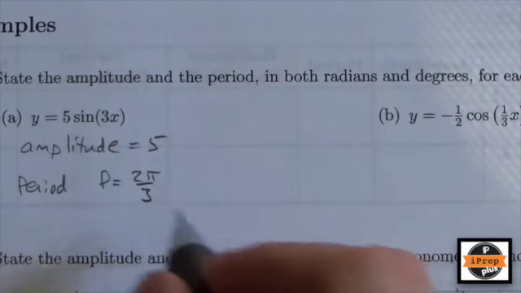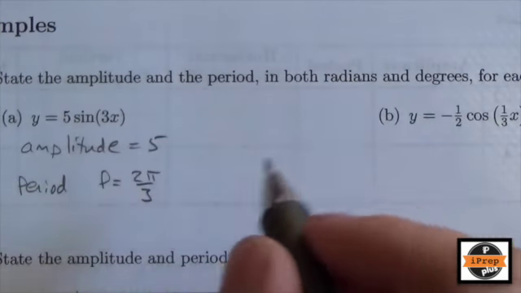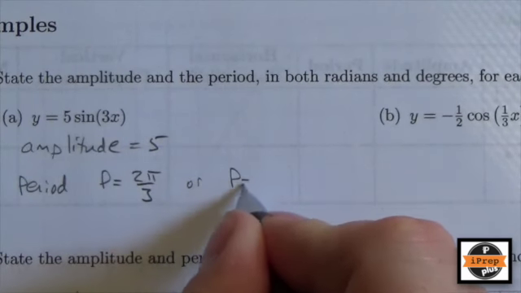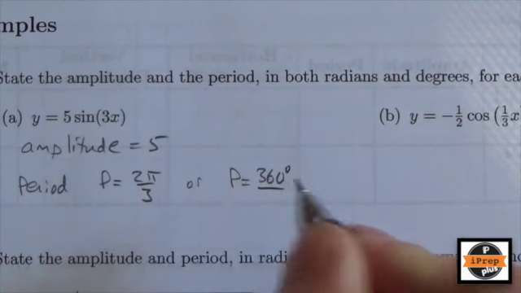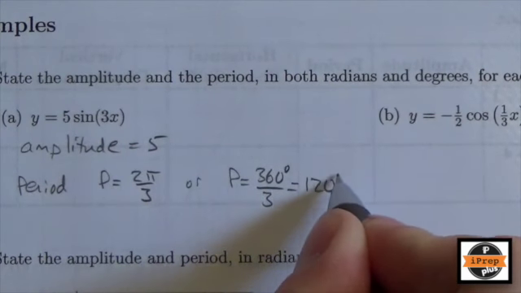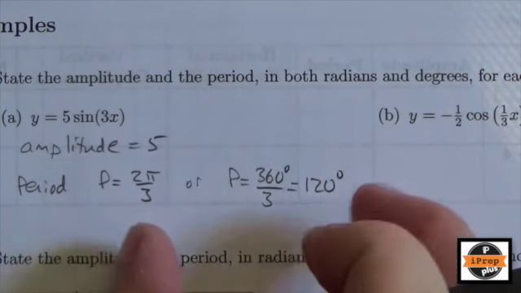Now what we've got to do is convert that into degrees, or actually what we could do is just think about it as if it was in degrees. Or we could think of it like this. The period would just be 360 divided by 3, or 120 degrees. So our amplitude is 5, and here's our period, in both radians and degrees.